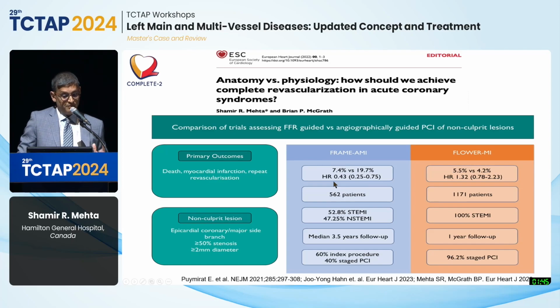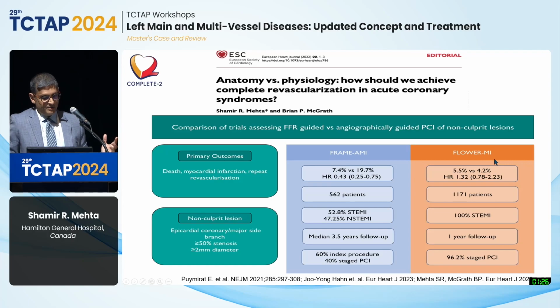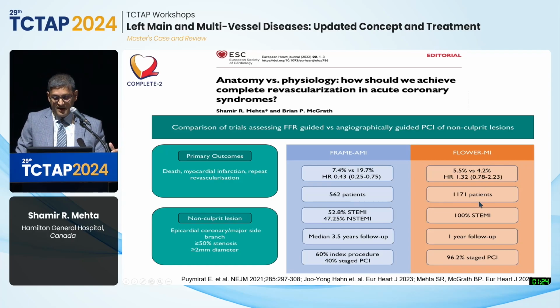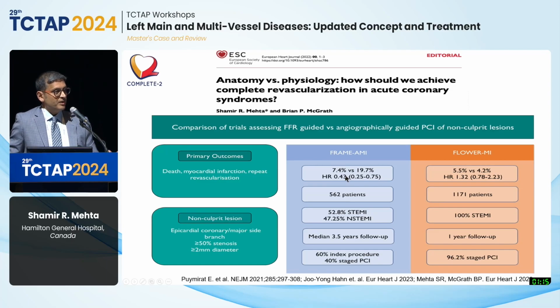Well, what did the data say? There have been two trials that have compared FFR-guided with angiography-guided. The FRAME-AMI trial was a Korean trial, and randomized 562 patients, and they showed a benefit of an FFR-guided strategy over an angiography-guided strategy. Whereas the FLOWER-MI trial, another large trial that was done, did not show a benefit. In fact, the hazard ratio here was 1.32, suggesting potential harm, versus the hazard ratio in the FRAME-AMI trial of 0.43. So what is the right answer?